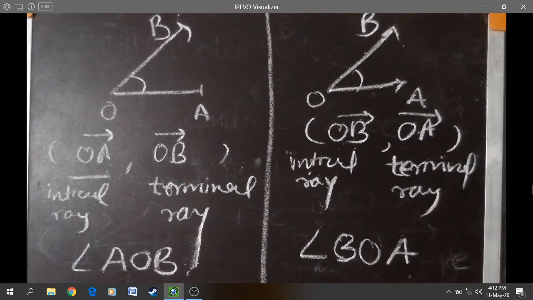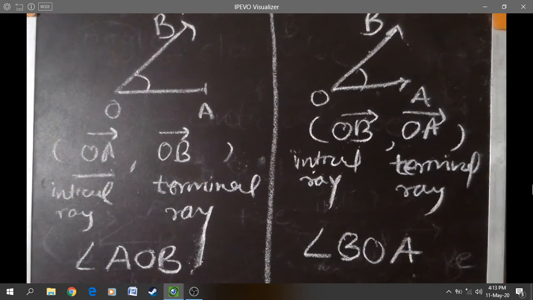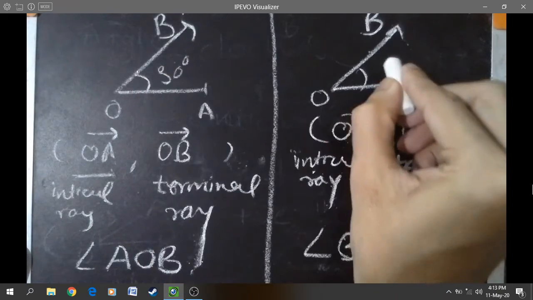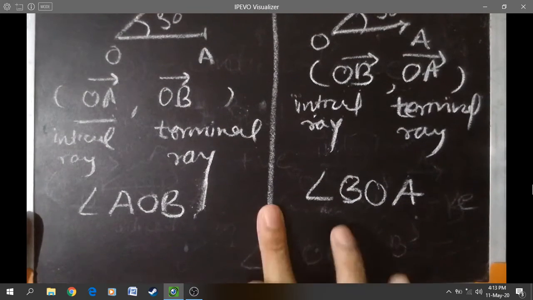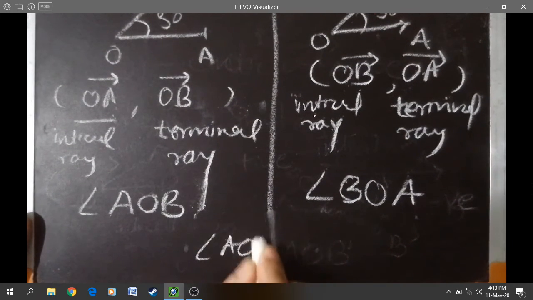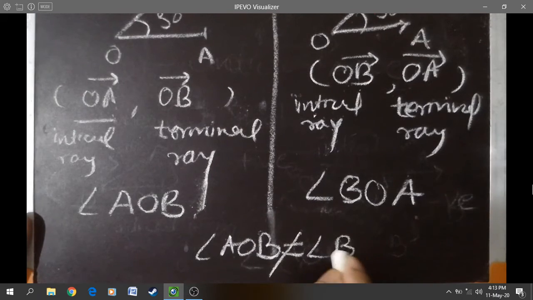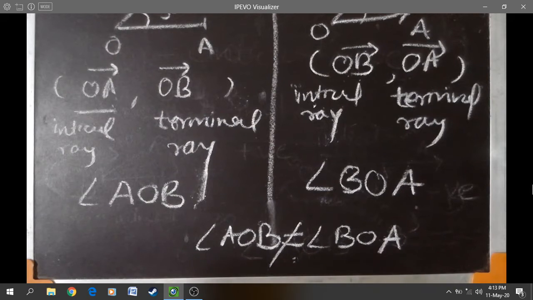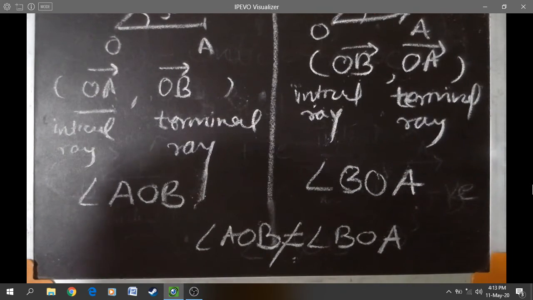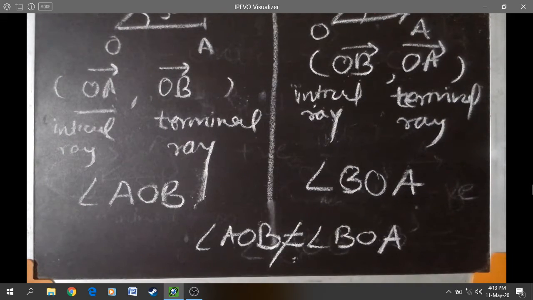Even if the measurement of the angle is the same, suppose it has a 30-degree and it also has a 30-degree, we cannot call these two angles the same. It is not equal to each other, right? Because they have a different ordered pair. Got it?